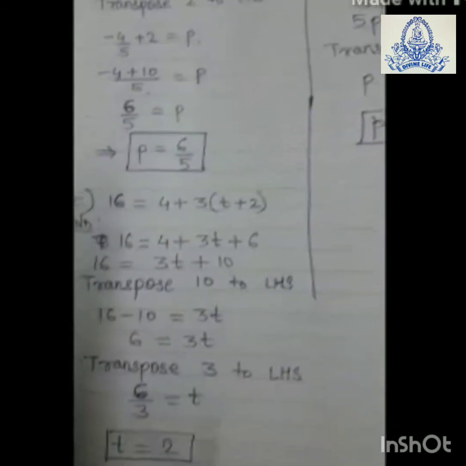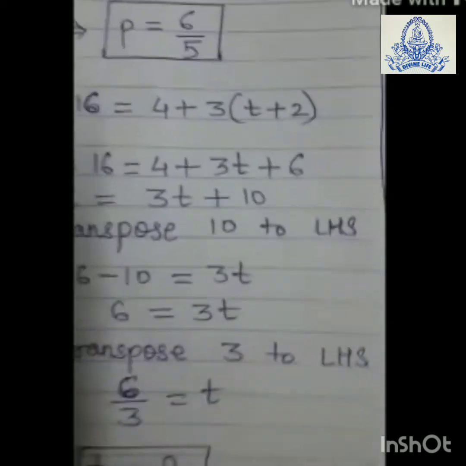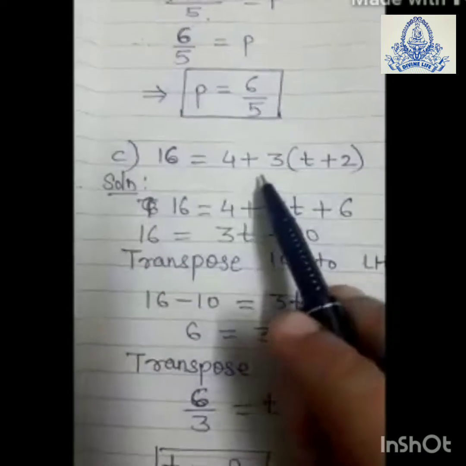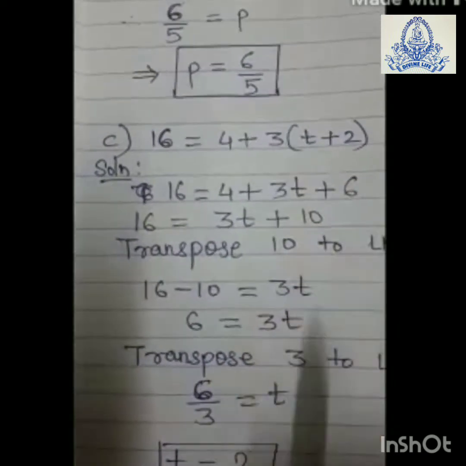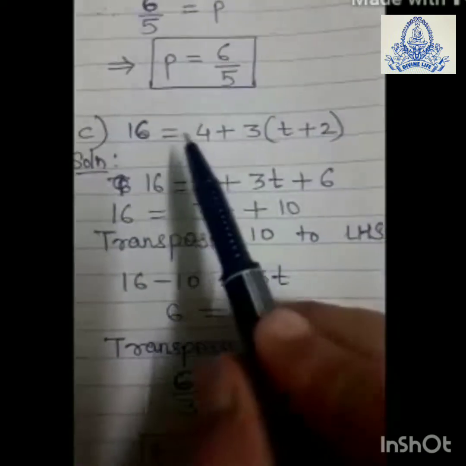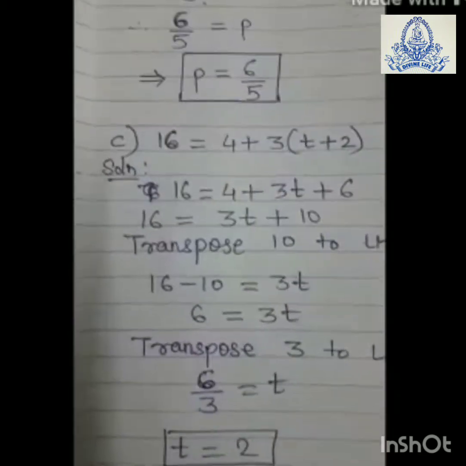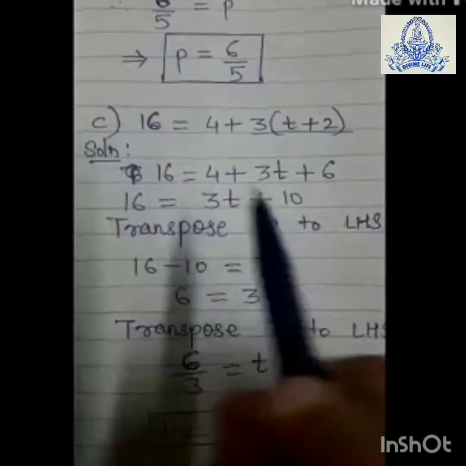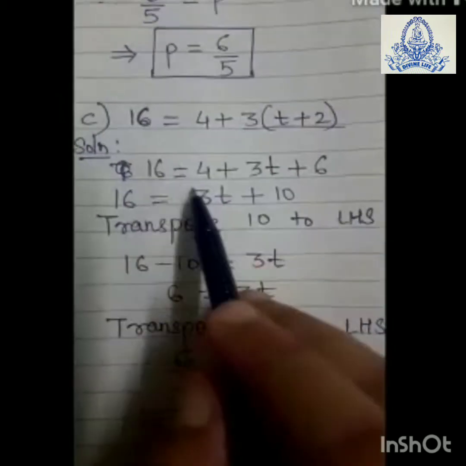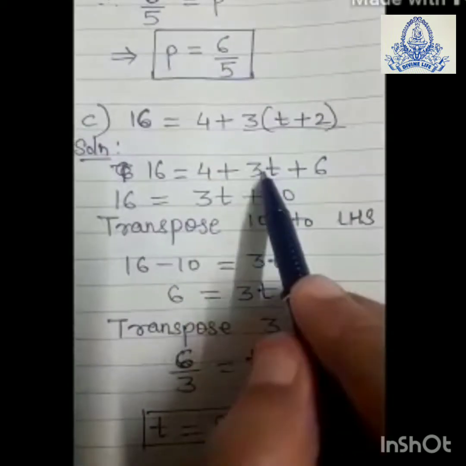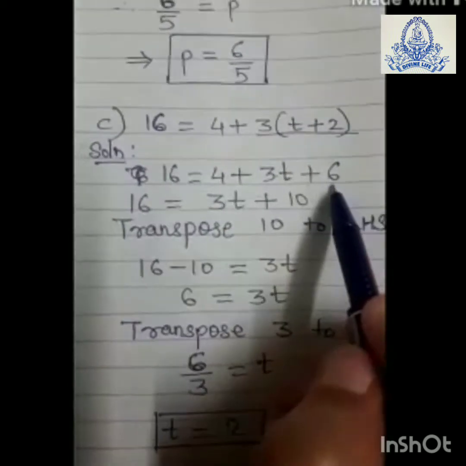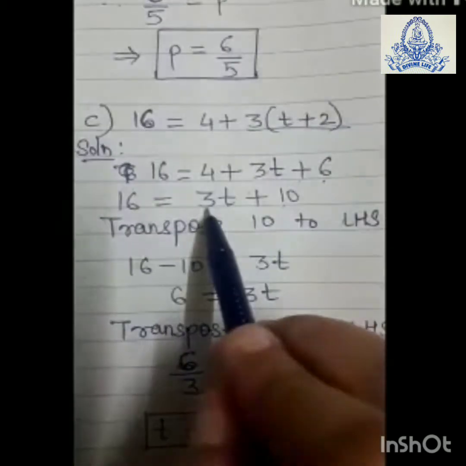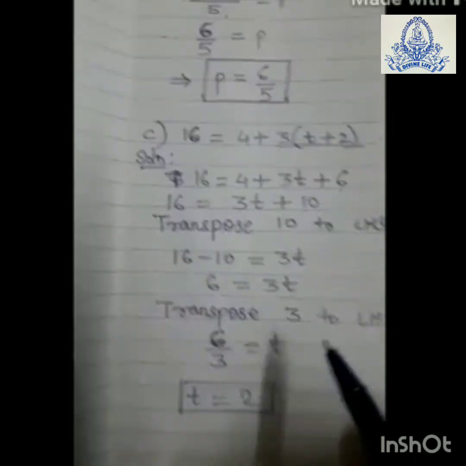See this equation: 16 is equal to 4 plus 3 into (t plus 2). Now you cannot take this 4 directly to LHS, so first you have to simplify this. See, 16 is equal to 4 as it is, 3 into t, 3t, plus 3 into 2, 6. So 16 is equal to 4 plus 6, 10, 3t as it is.